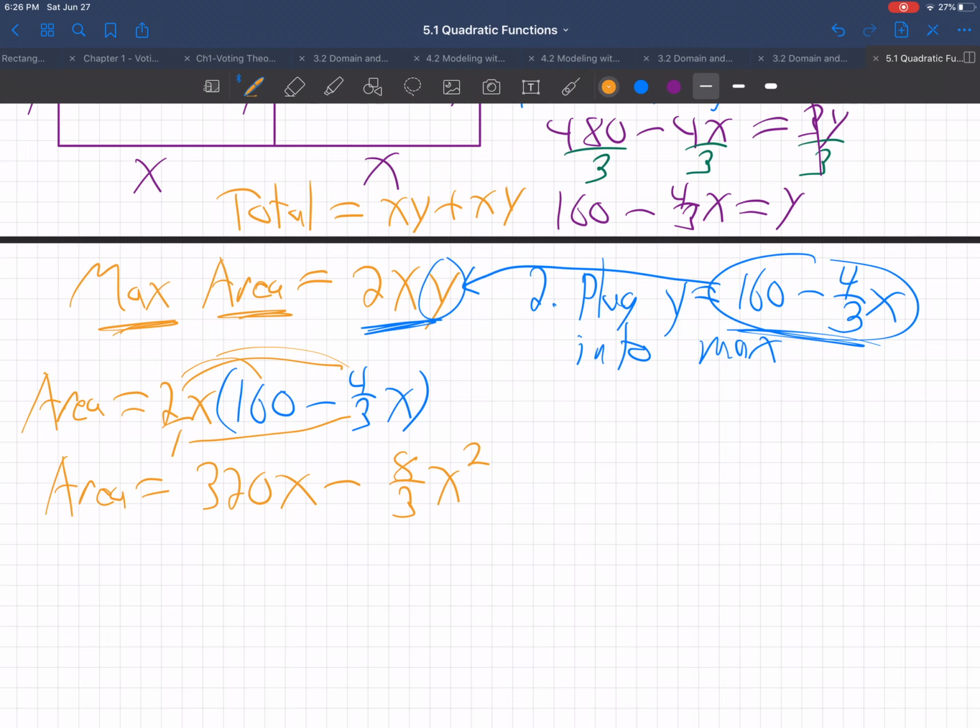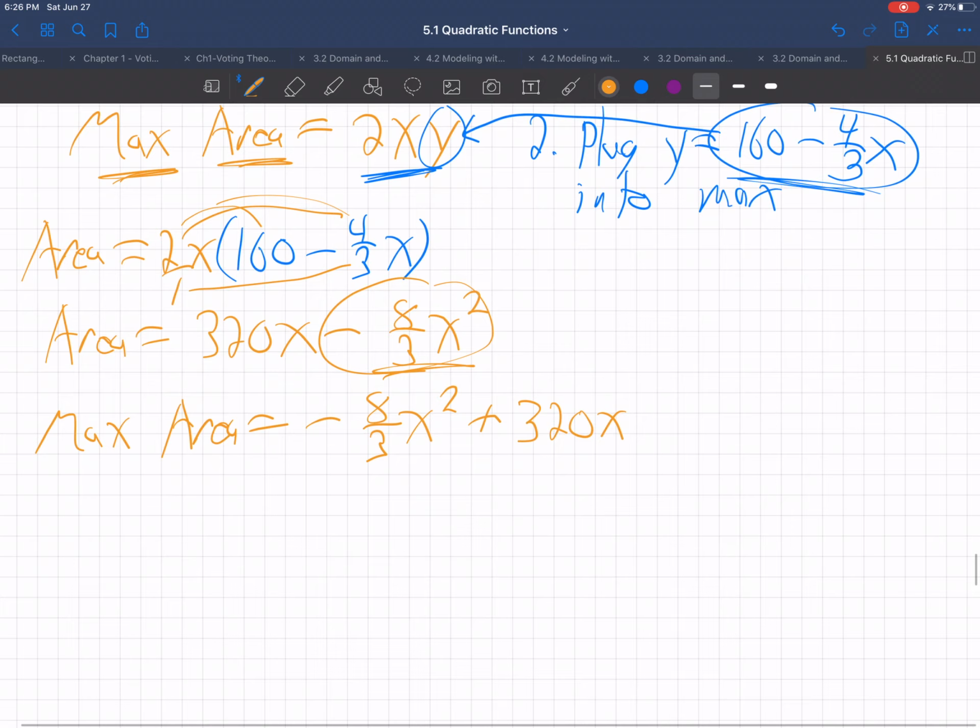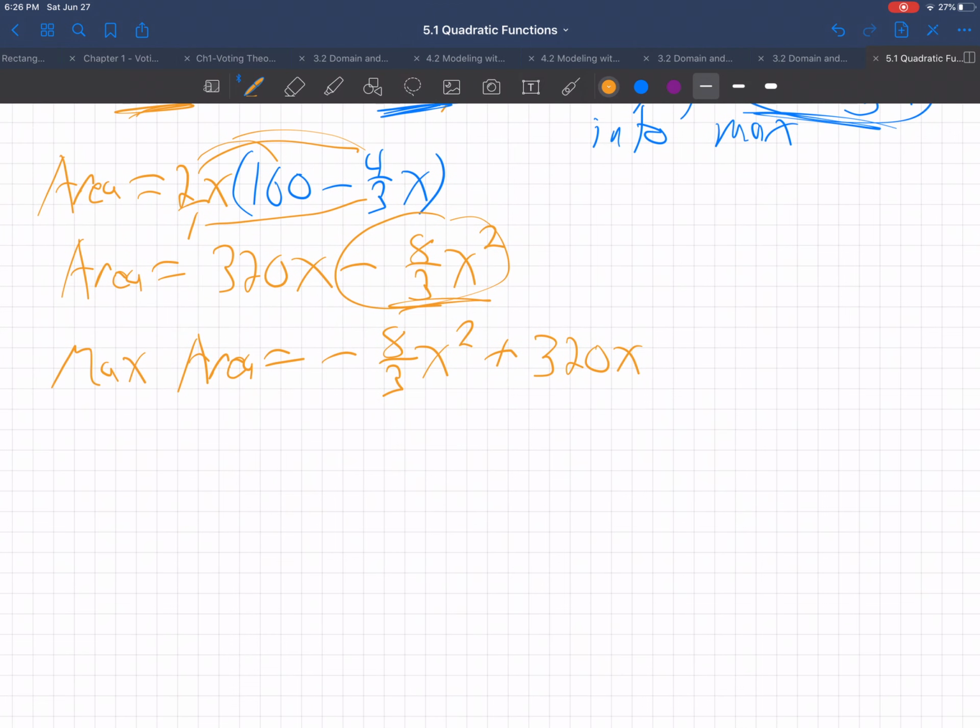Now, we're trying to maximize that area formula. Let's rewrite it. I like to put the x squared term first. Just easier, I think. You don't have to, but I think it'll help you to see what you need to see. Here, let me write that a little better. Okay, so we're trying to maximize that formula. How do we maximize that? Well, what is the graph of that thing? If we were to graph it, do you know what the graph would look like?